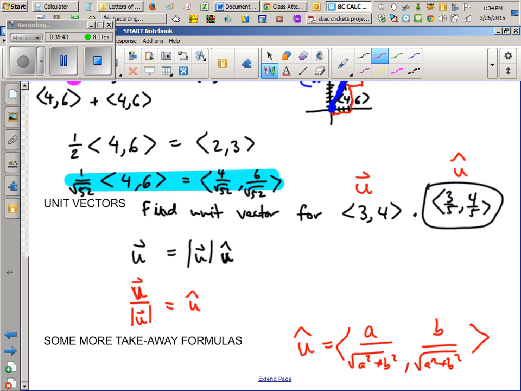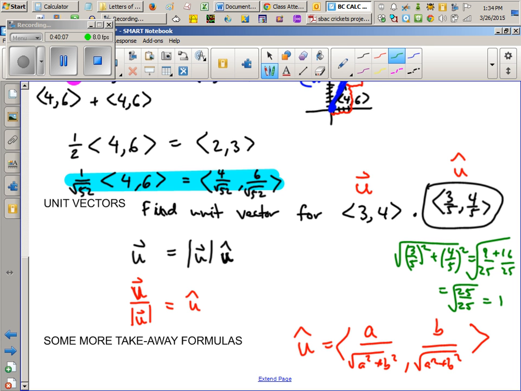By the way, if you go back and look at this 3/5, 4/5 that I did earlier, and you find the magnitude, what would you expect to get? 1. What's 9 25ths plus 16 25ths? 1. Of course you would get 1. It's a unit vector. It was designed to have a length of 1. But it's neat to see that work out.